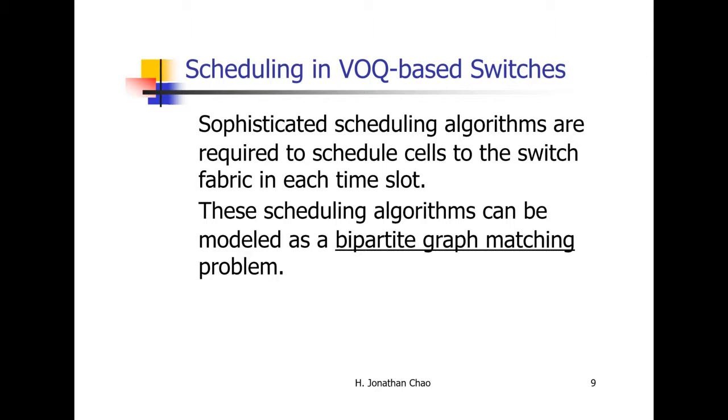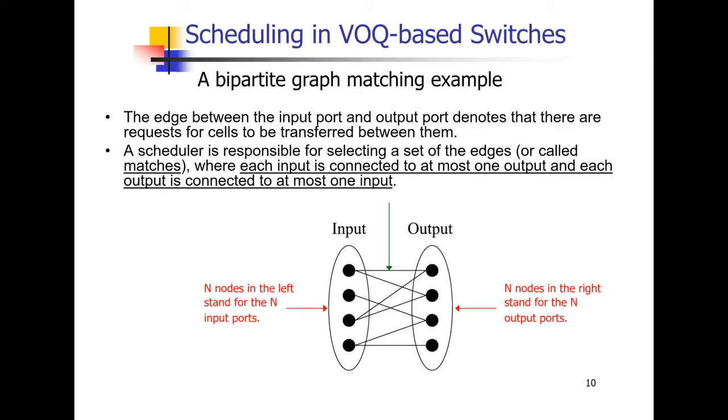Basically the state of the inputs and the outputs of the switches can be represented by a bipartite graph, and the graph has n nodes that are representing input ports, and n nodes that are representing output ports. So this is basically the graph that we need. If we have an n by n switch, here we will have n nodes at the input column, n nodes at the output column.